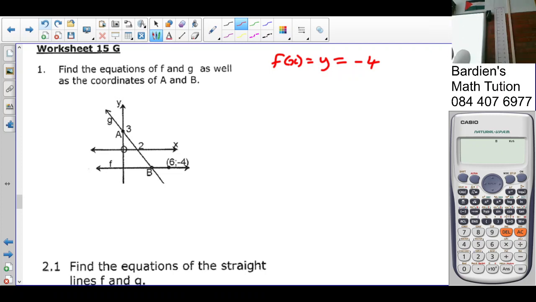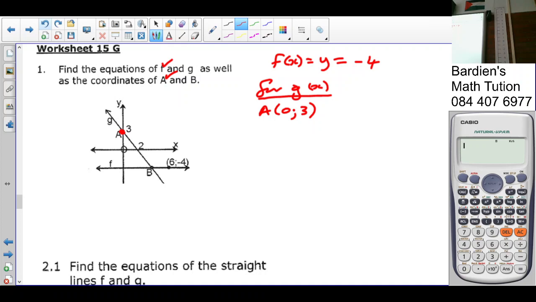So how do we calculate g of x? What do we need for g of x? We need 2 points on the graph. We have 1 point. And what are the coordinates of that point? 0 and 3, yes. So the coordinate of A is 0 and 3. So there I got A already. I got f.